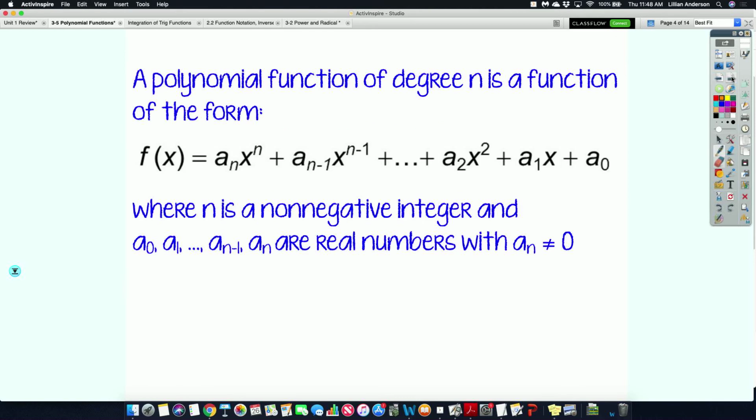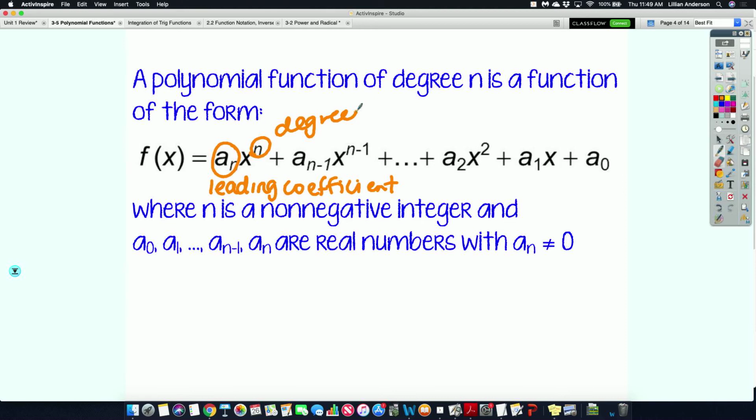Here we go. A polynomial function of degree n is in this form, which you see in the black. Okay? A sub n represents what's called the leading coefficient of the polynomial. Okay? And n is called your degree or your exponent, either one. Okay? So a sub n x to the n basically represents one of the terms.